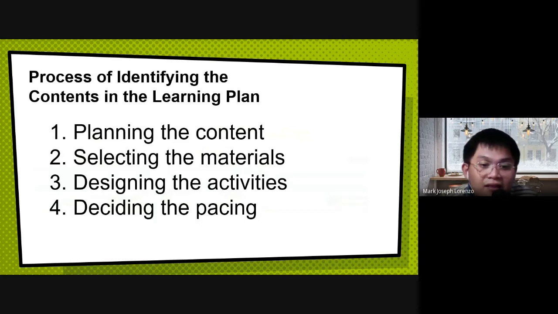And in designing the activities, individual kaya ang gagawin natin? Kung pair, think-pair-share kaya, dyad. Kung group, gagawa kaya tayo ng solving a problem, experiment, collaborative activity. So yun yung number 3.